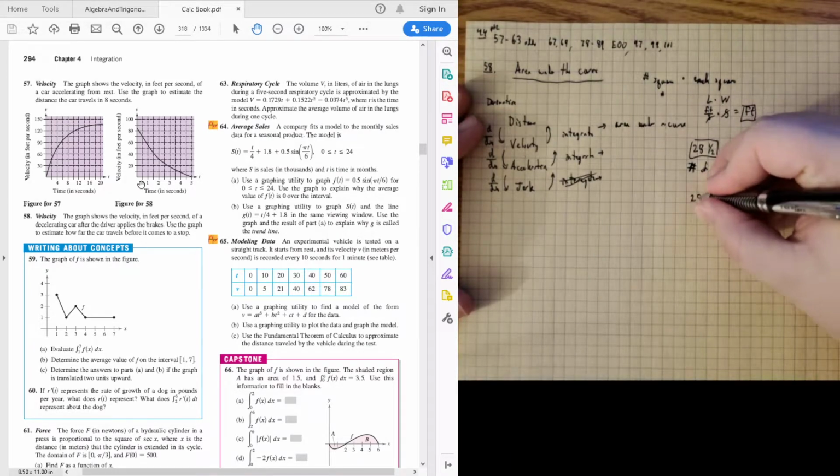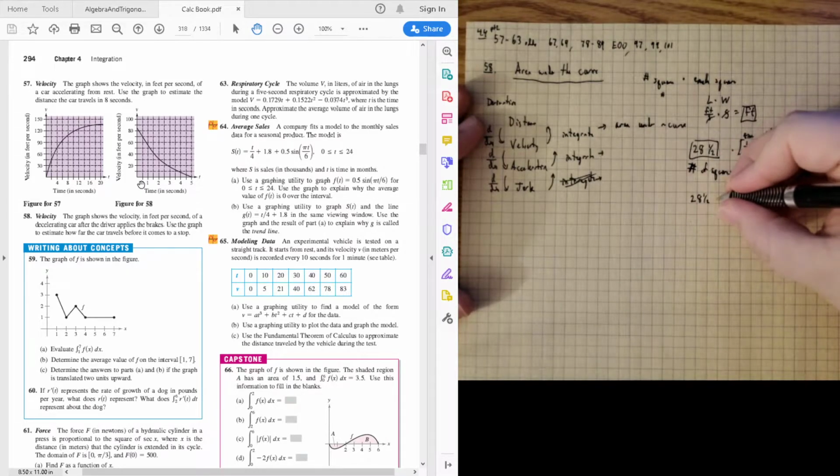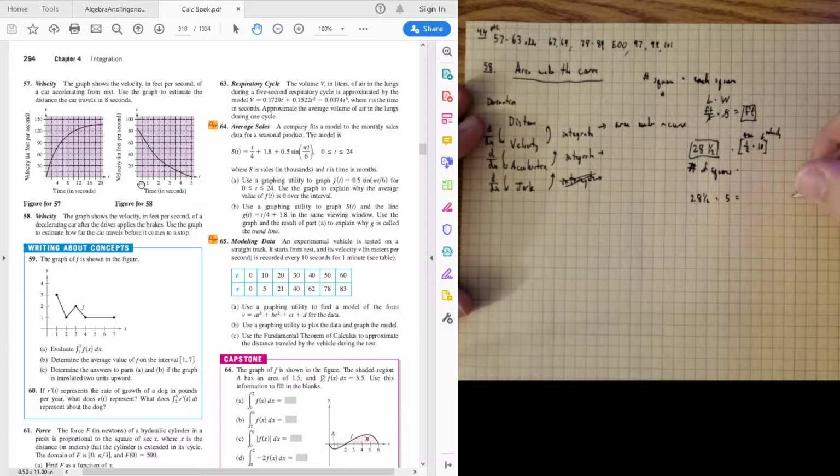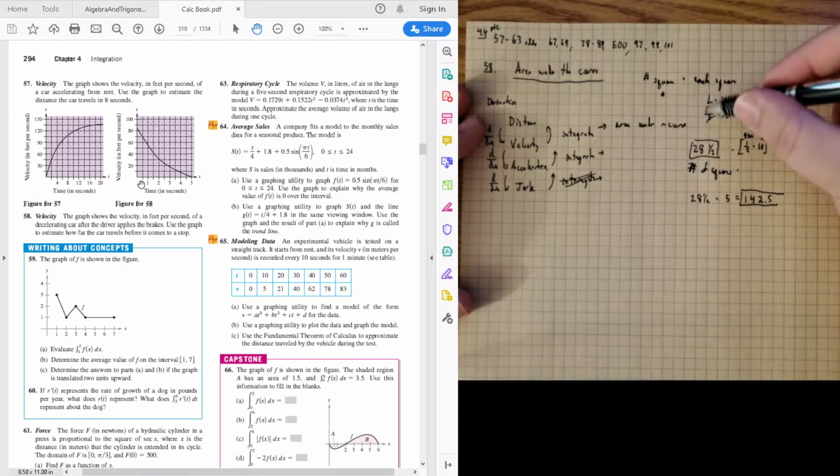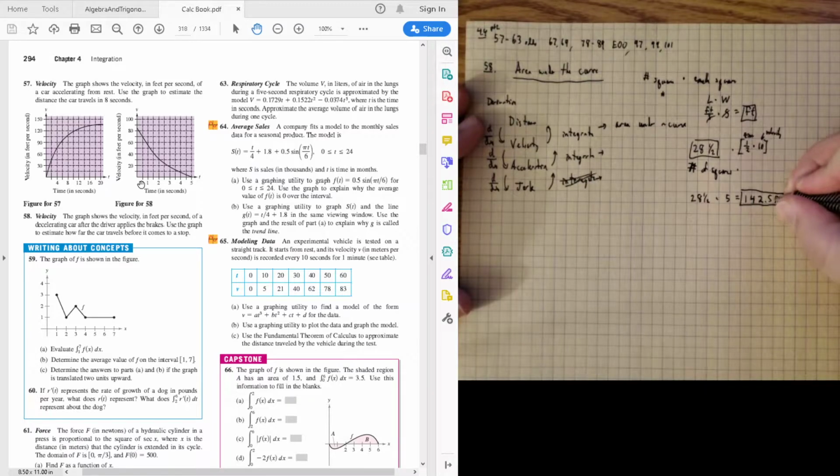So I get 28 and a half, or close to it, times half times 10 would be 5, and 28 and a half times 5 would be 142.5. I know we're supposed to get a distance. I see in my problem I have feet, so I go with 142.5 feet. That's it.